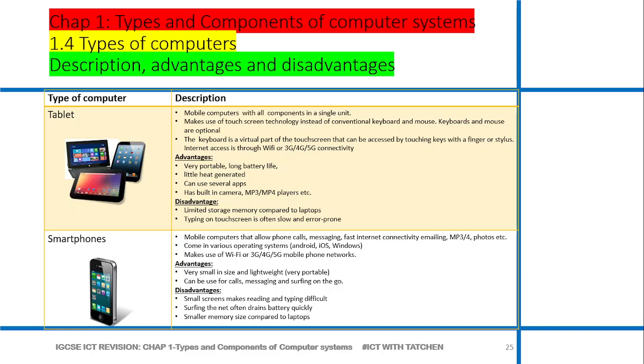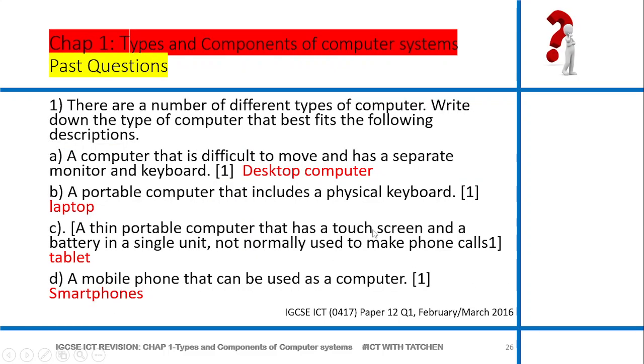Disadvantages: their small screen is kind of difficult to use when surfing. The battery actually drains easily if you are surfing the web. And the smaller memory size of phones compared to laptops is also a disadvantage.